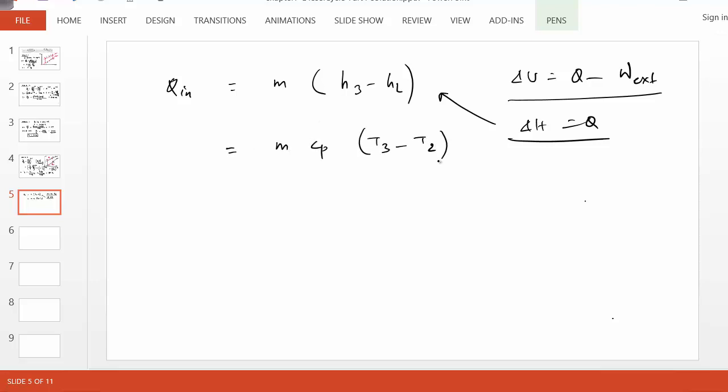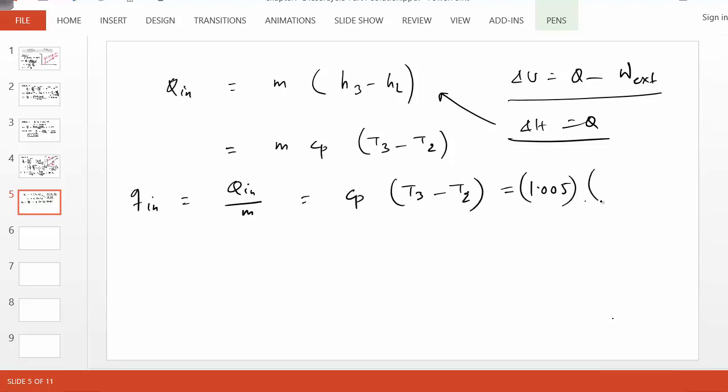or we can call it small q, which is Q in over mass, per unit mass, the heat added is Cp times T3 minus T2. Cp is about this, and if we substitute the values of T3 and T2, we end up in 2273 minus 972, and that equals 1304.